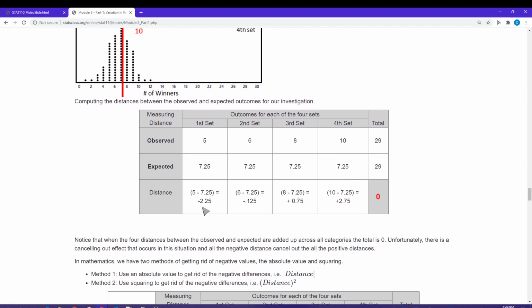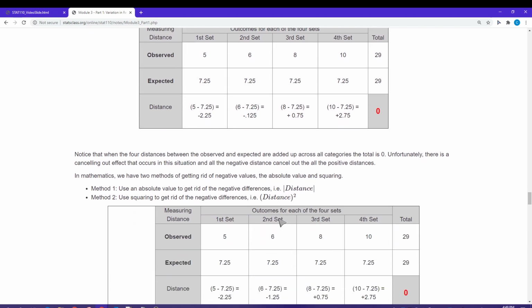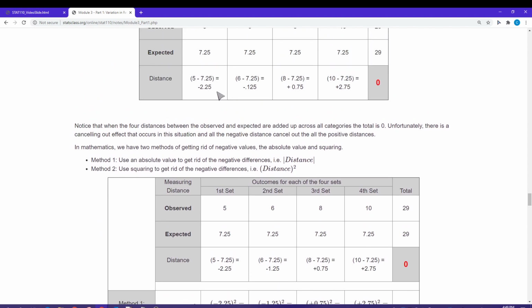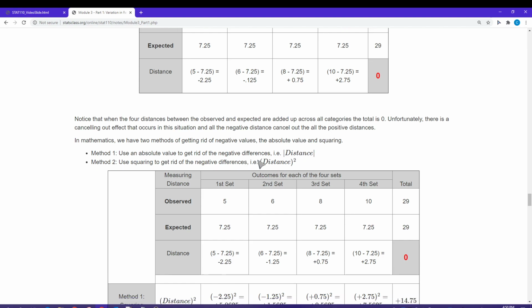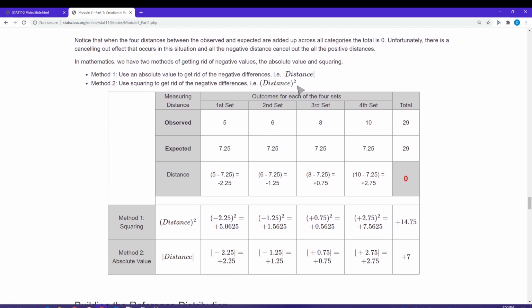Now, unfortunately, there's a canceling out effect that happens when I do that. So I can see if I take these quantities, negative 2.25, negative 0.125, positive 0.75, and positive 2.75, if I sum those up, I'm going to actually end up with 0. The reason that occurs is that the negative distances end up canceling out the positive distances. So we have to get rid of the negatives somehow in order to prevent this canceling out effect. In mathematics, there are 2 ways to get rid of negative quantities. I can either take the absolute value of those quantities, or I can square those quantities.